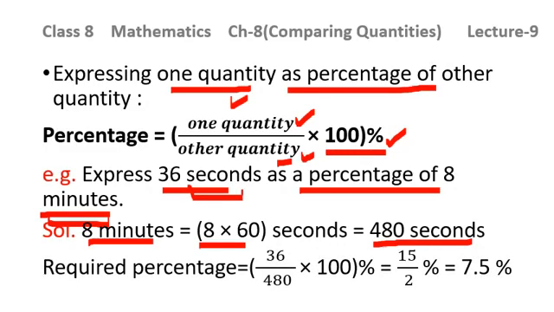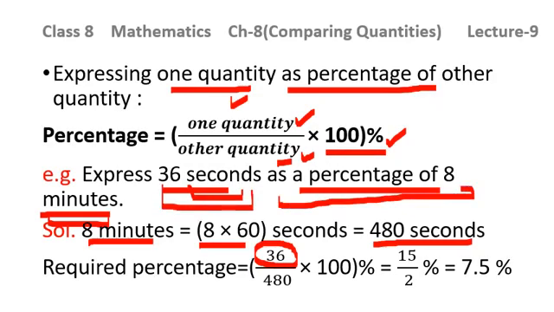Now the required percentage, one quantity. Why have we taken 36 in the numerator? Because we need to express this 36 as a percentage of this. So it will be written in the numerator and 480, that is the whole quantity, will be written in the denominator into 100%. After solving, you will get 15 over 2%, that is equal to 7.5%.